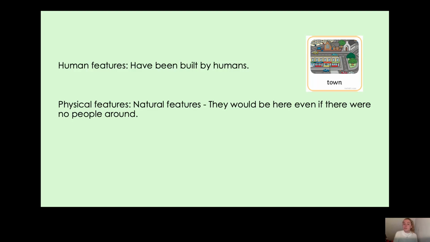It's a natural feature, something that would be there even if there were no humans around. So it hasn't been built, it's natural. So an example of that is a valley, okay? A valley hasn't been built, it's in nature, it's natural. Brilliant. So now you know what a human feature is and what a physical feature is.